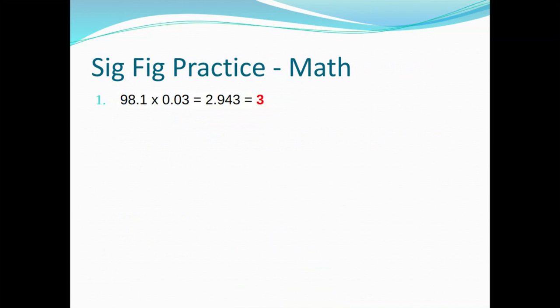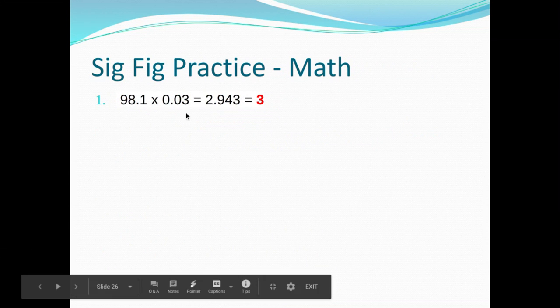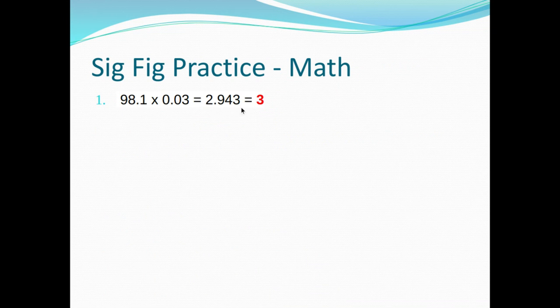All right, let's talk about how we get these answers. 98.1 times 0.03 equals, and when you put it in the calculator, you get this answer. I got this answer, but that's wrong because I have to change this so that it works for significant figures. So when I change this, my answer should be 3 because I'm multiplying and dividing, so I need to count significant figures.